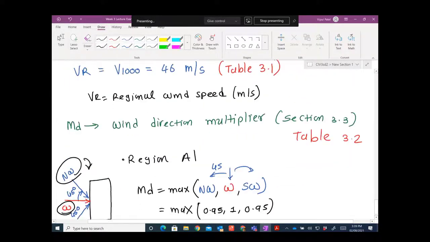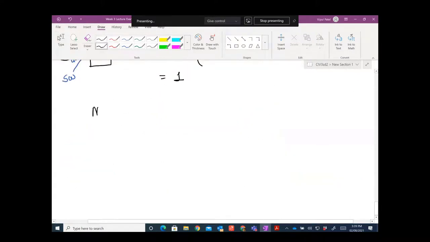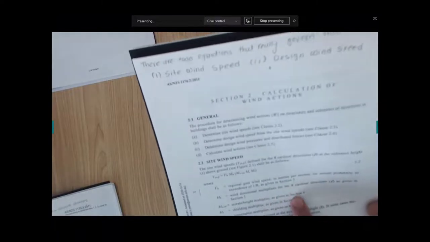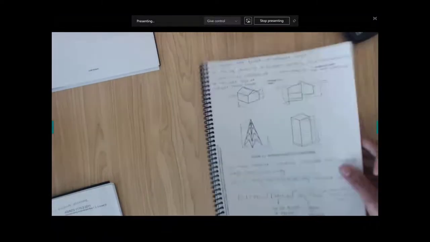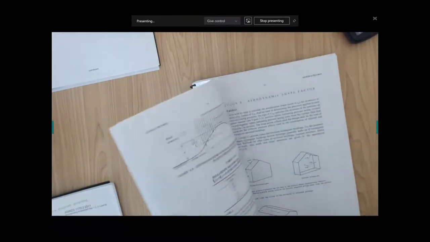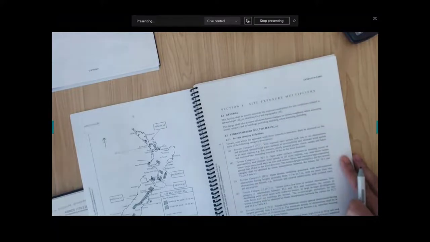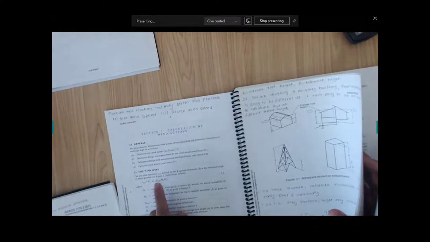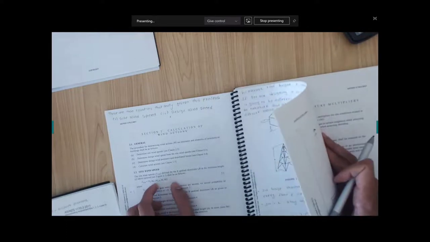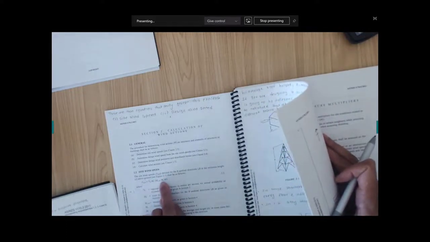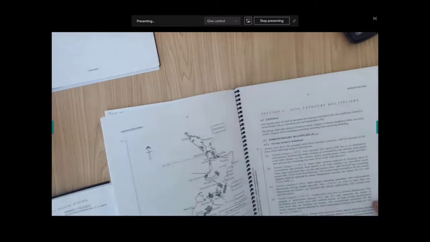Okay, let's go back, and we need to go for MZCAT. How do we find the name of the MZCAT? Let's go back to this definition again: MZCAT is the terrain height multiplier as given in section number 4. So let's go to section number 4 now. Section 4, site exposure multiplier. Look at this, site exposure multipliers, meaning that these are three site exposure multipliers, MZCAT, MS and MT, that are given in section number 4. And the name, because they put it in the bracket, is site exposure multiplier. There are three different site exposure multipliers.